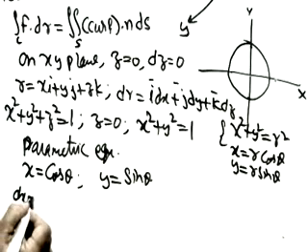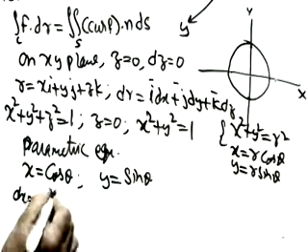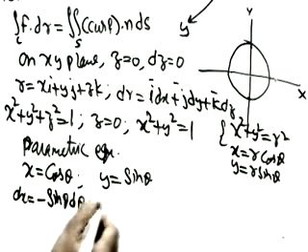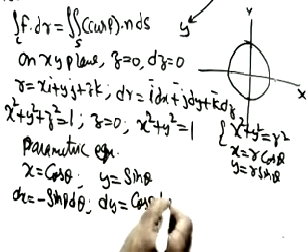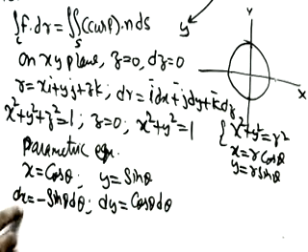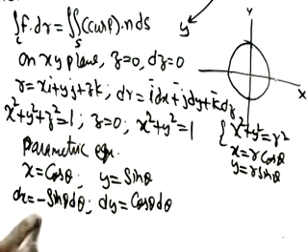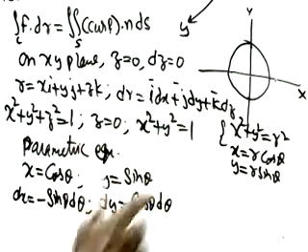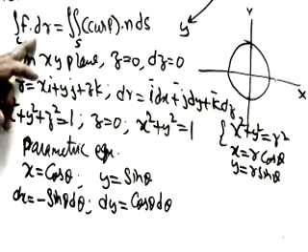Now differentiate this. dx equals, the derivative of cos is minus sin, so minus sin theta d theta. In the same way, dy will be, the derivative of sin is cos, so cos theta d theta. So in place of dx, we can write minus sin theta d theta, and in place of dy, we can write cos theta d theta. One after one, we are going through the steps.